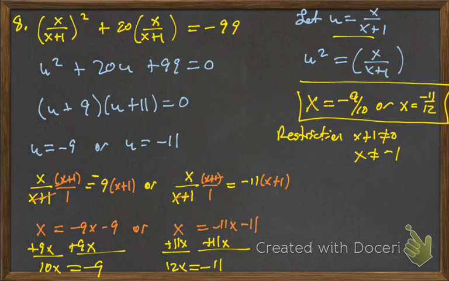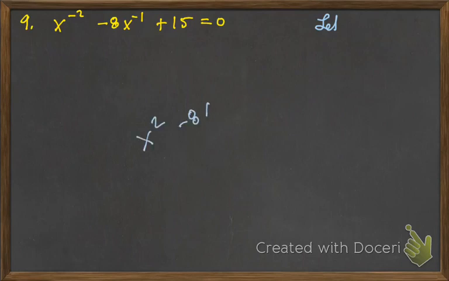Let's look at one more, and this one will have some negative exponents. So x to the minus 2 minus 8x to the minus 1 plus 15 is equal to 0. So to me, this looks like x squared minus 8x plus 15 equals 0. And so again, I'm going to want to solve this by factoring, okay?